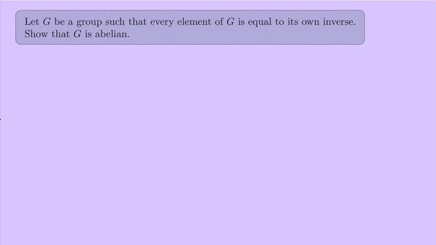Let G be a group such that every element of G is equal to its own inverse. Show that G is abelian. Okay, so we have that G is a group, and let's just remember what is a group.